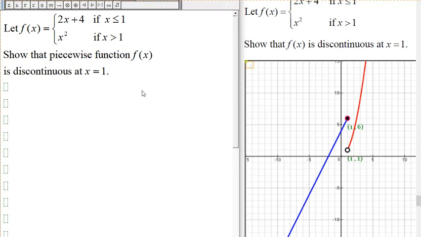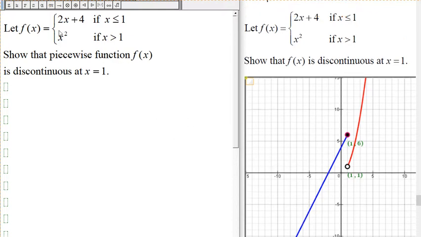And so on the graphing calculator, if we grab 2x plus 4 with no restriction, then we get a straight line like this all the way over here. But if we have the restriction x less than or equal to 1, then the graph will stop at x equal to 1. This is x equal to 1 right here. And the reason it's closed right here is because this is less than or equal to.